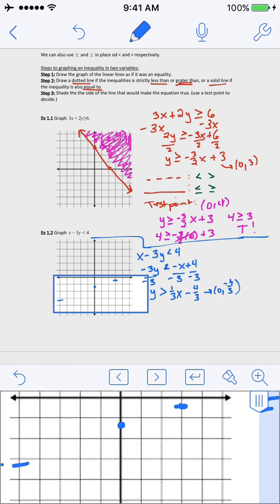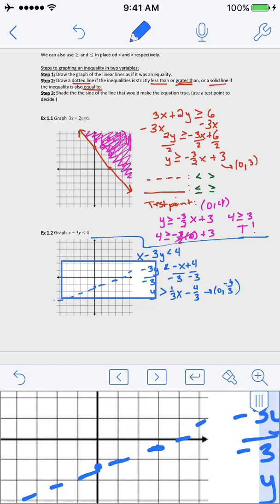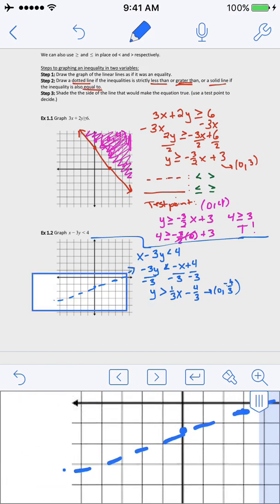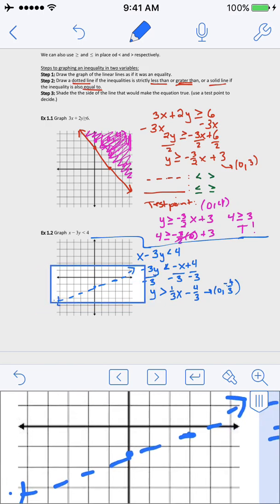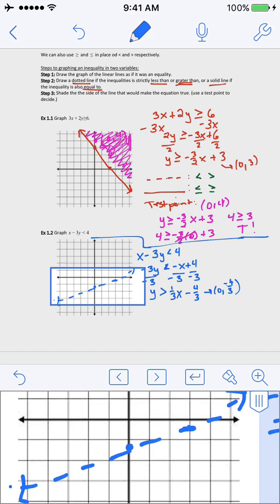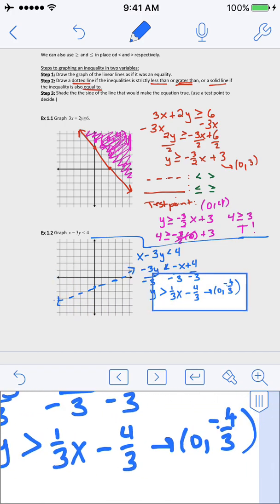Okay, so a dotted line through this whole thing. And then I'll still throw the arrows on the end to indicate that it is in fact a line, right? But it's a dotted line. It means the stuff on the line is not true statements, right? But it's very, very close. All right, now I'll pick a side, right?